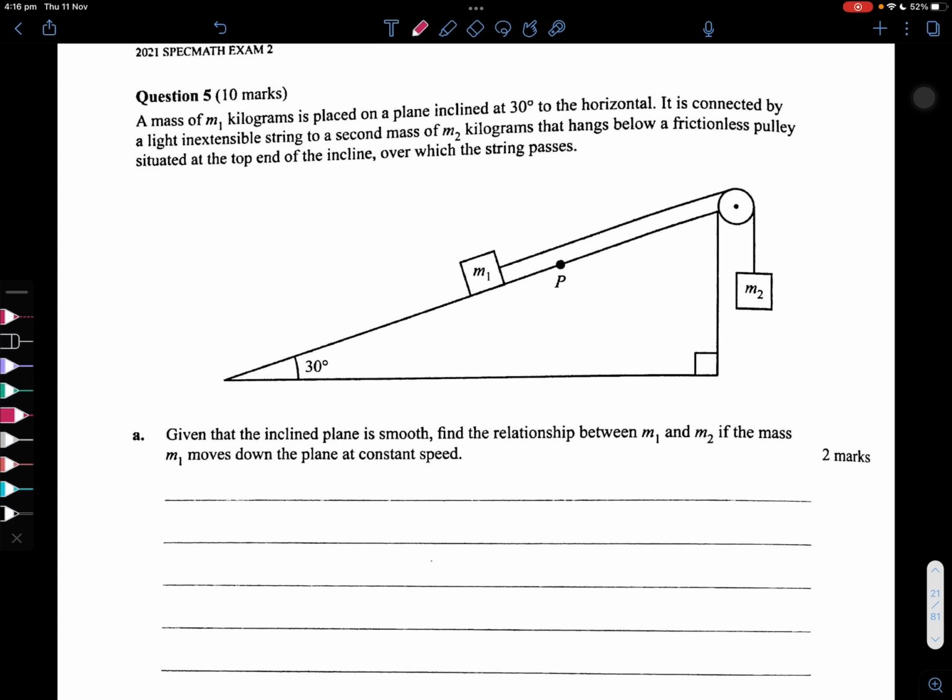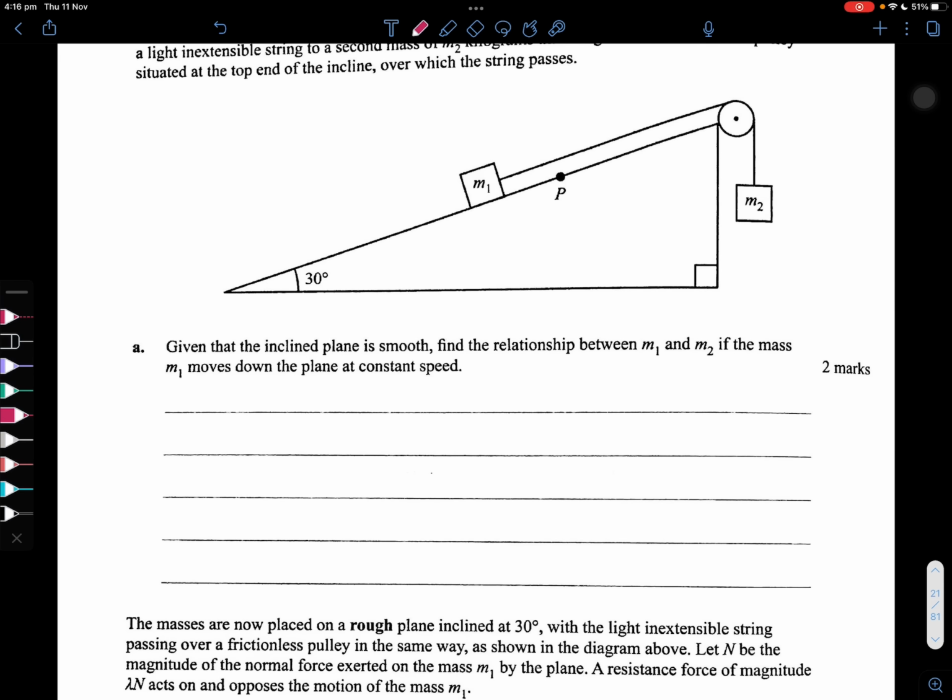A mass of m1 kilograms is placed on a plane inclined at 30 degrees to the horizontal. It is connected by a light inextensible string to a second mass of m2 kilograms that hangs below a frictionless pulley situated at the top end of the incline over which the string passes. Given that the inclined plane is smooth, find the relationship between m1 and m2 if the mass m1 moves down the plane at constant speed.